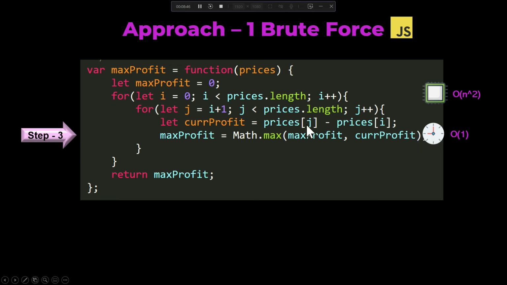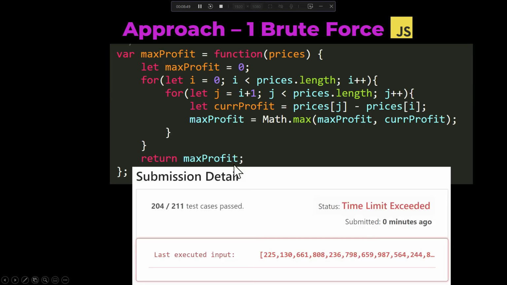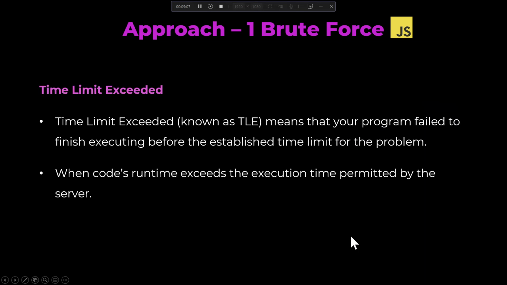If you submit this brute force approach, you will find that you will have a TLE, and it passed only 204 out of 211. In the exceeded input, you will find that it is, I think, more than 68K. So why is that? What is TLE? TLE, time limit exceeded, means that the algorithm that we have just written failed to finish executing before the established time limit for the problem.